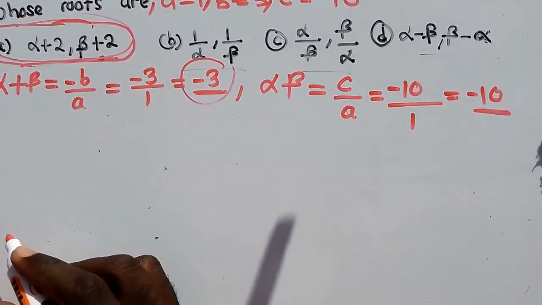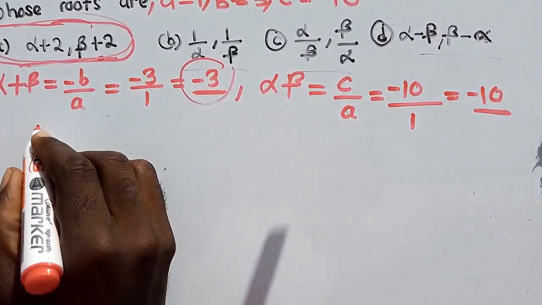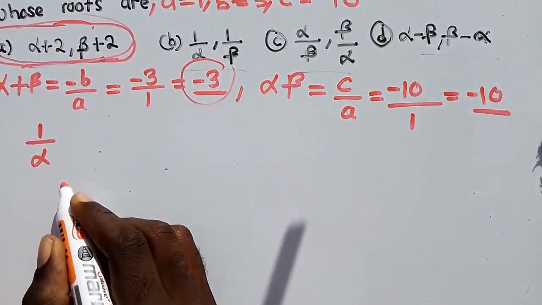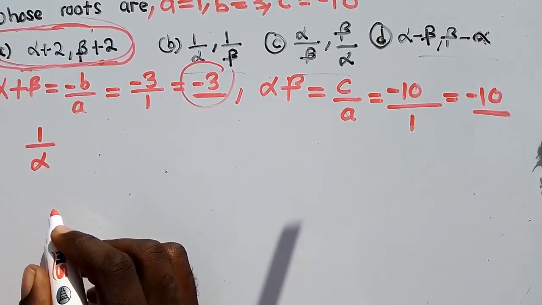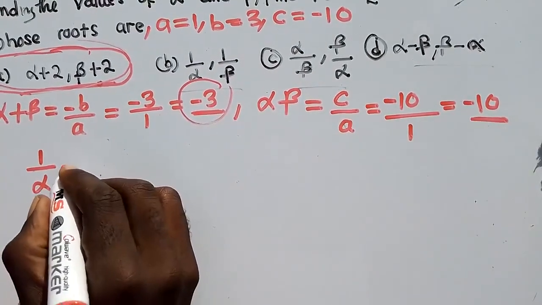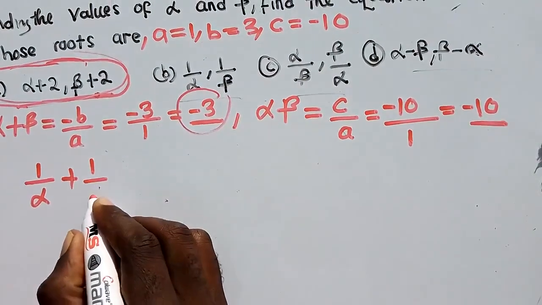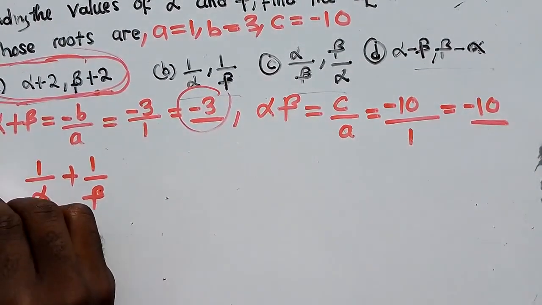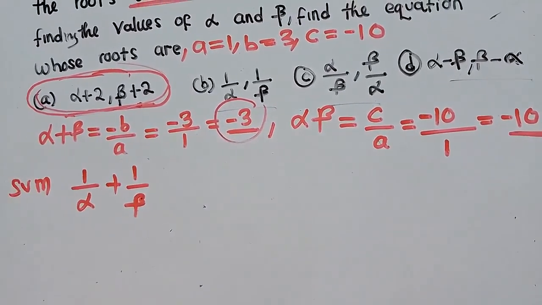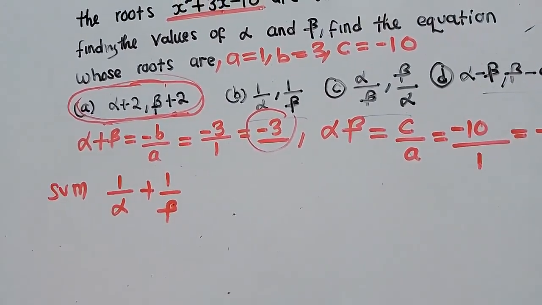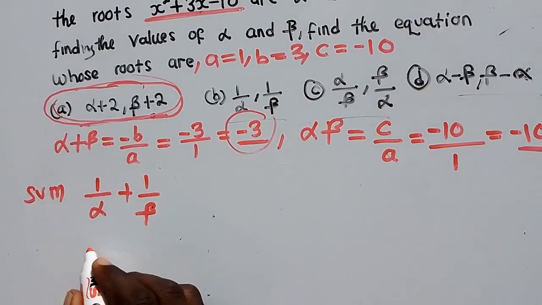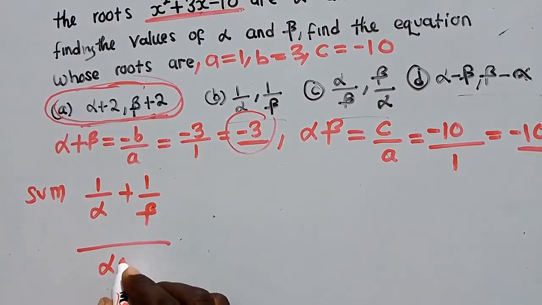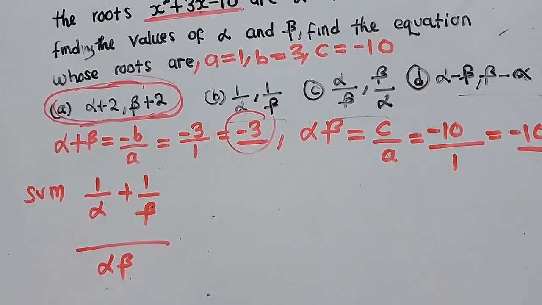So what is that question all about? The question is 1 over alpha. So I'm going to find the sum. I add 1 over alpha plus 1 over beta like this. Finding the sum, I need to add. So I find the lowest common denominator. What is the lowest common denominator there? It's alpha beta. I drop them down like this.